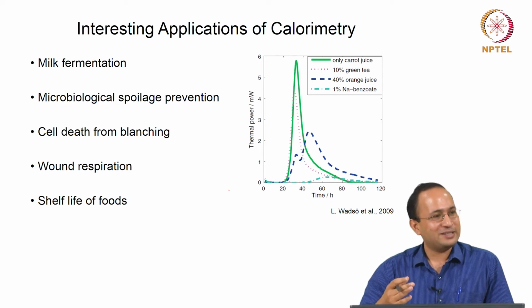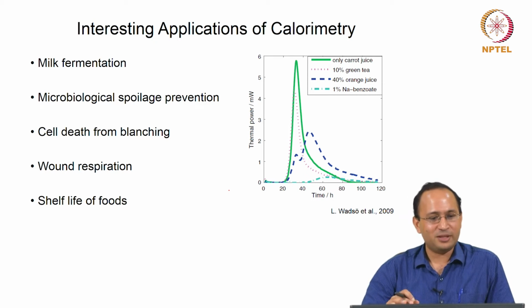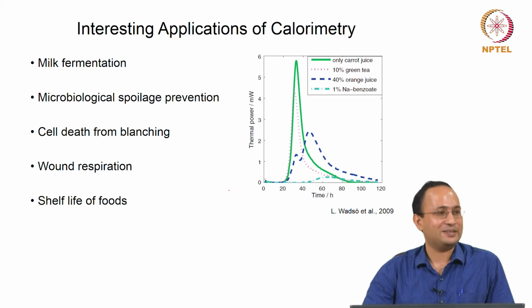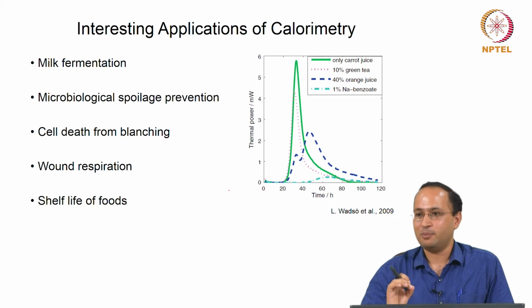Very interesting applications again are these. Start with the milk fermentation. Can you imagine that isothermal calorimetry, for an example, can be used to understand milk fermentation? Because the microbiological fermentation produces heat. As long as there is heat, it does not matter where it is coming from, that is the idea.